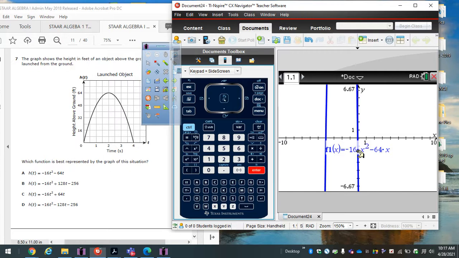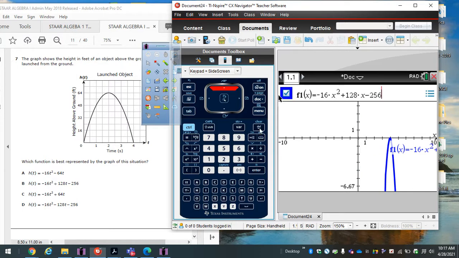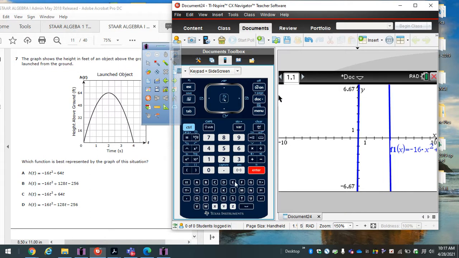Ooh, doesn't look like it. Now it's not it, so I'm going to go to tab, and I'm going to change it. Negative 16, 128 plus 128x minus 256. Not it again. Tab. Plus 64t. Oh, can't be t. It has to be x. It goes to the 4 and it goes up to 64.